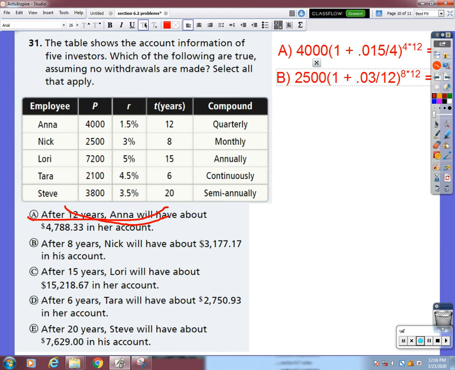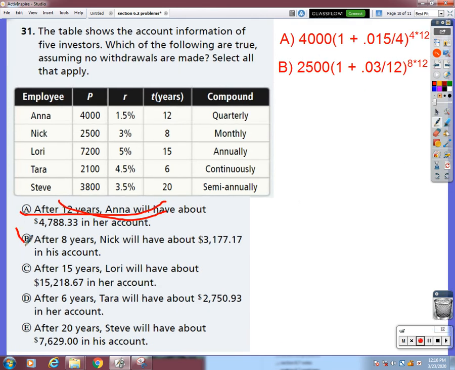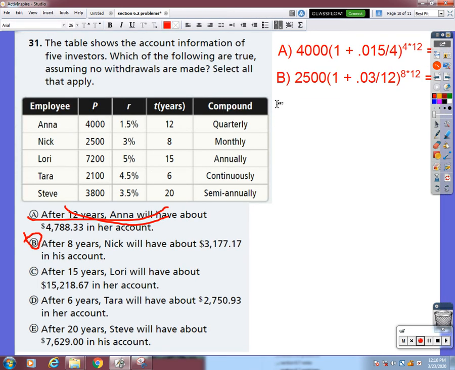So 2,500 times 1 plus 0.03 divided by 12, and we're raising this to the essentially 96th power. So he gets 3,177.17. Yep, so that is a winner. So this one is true. Boy, so we got to do each one of these, huh? Yuck. Who assigned this problem?